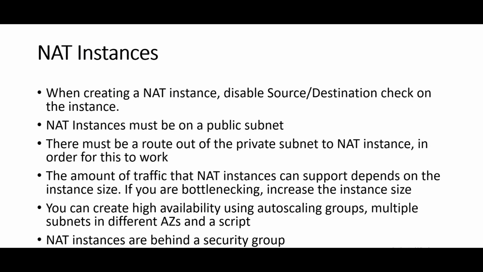So what about NAT instances? When creating a NAT instance, disable source and destination check on the instance. NAT instances must be on a public subnet. This you need to remember for your exam. There must be a route out of the private subnet to NAT instance in order for this to work. The amount of traffic that NAT instances can support depends on the instance size. If you are bottlenecking, increase the instance size. You shouldn't be using T2 micro for NAT instances. Here we have used this for our own purpose, since it is a free tier version.